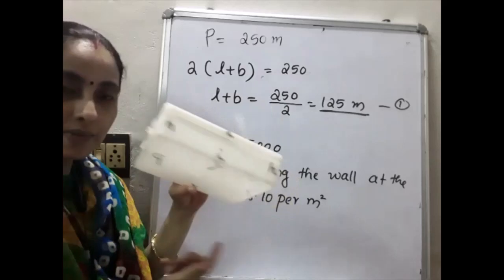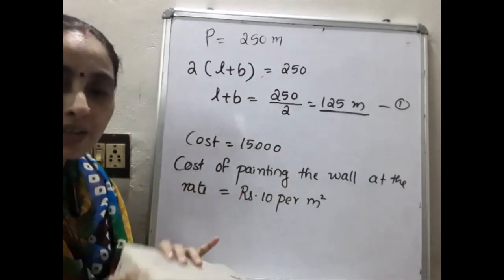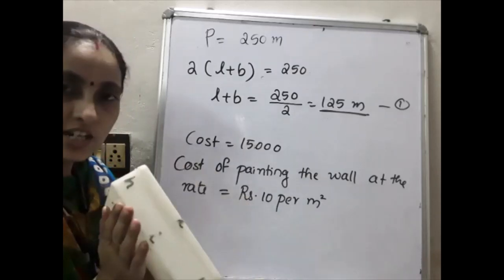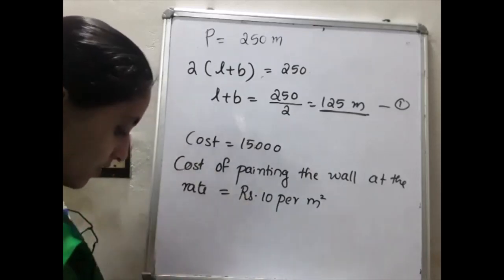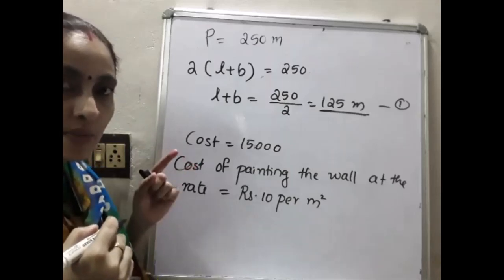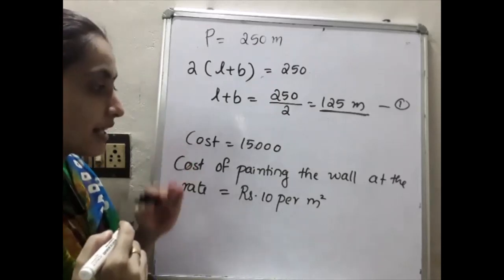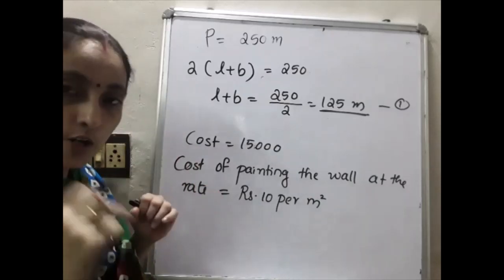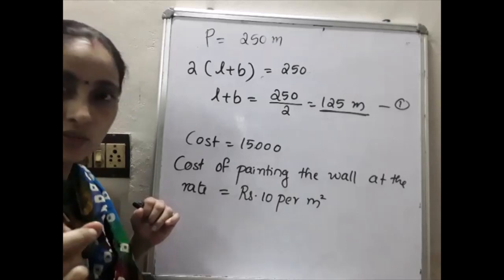So that represents the lateral surface area of the rectangular hole. How will you find the lateral surface area of the rectangular hole? Do you remember? It is 2 into (L plus B) into height. But in this question, we want to find the height, and for that we need length plus breadth.